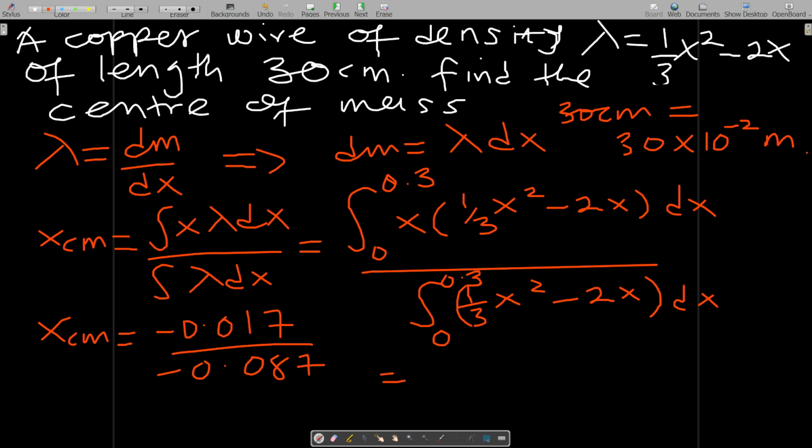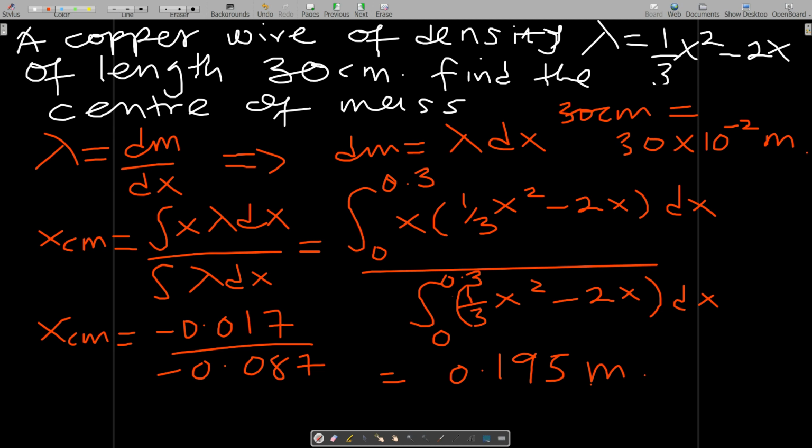And our xcm will be equal to negative 0.017 divided by what we had, and that is 0.195 in 3 decimal places. I hope you can see that. But the unit should be in meters, since we're dealing with meters. So this is the center of mass position for this copper wire with the given dimensions.